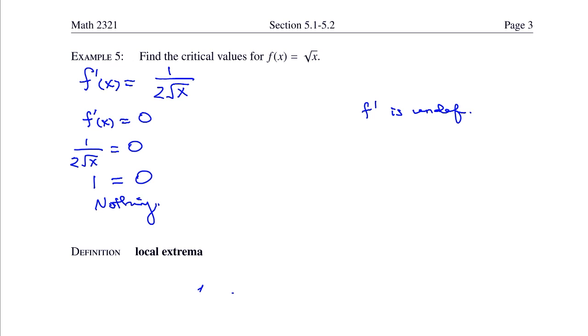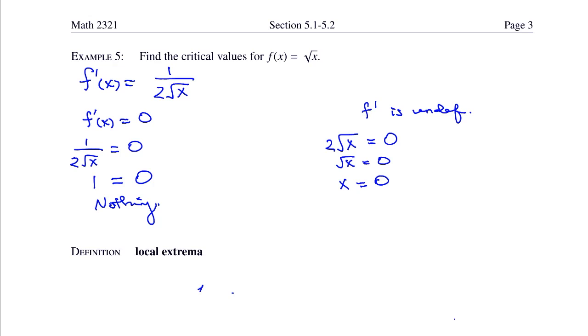Now we're going to find where the derivative is undefined. To find where a fraction is undefined, you set the denominator equal to 0. So if I solve for this, divide by 2, square both sides, I get x is equal to 0. Now, this may or may not be a critical value. We have one more thing to verify.